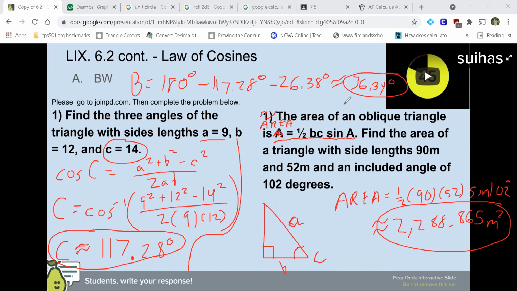So you're right. The area of really any triangle is a half bc times the sine of A.